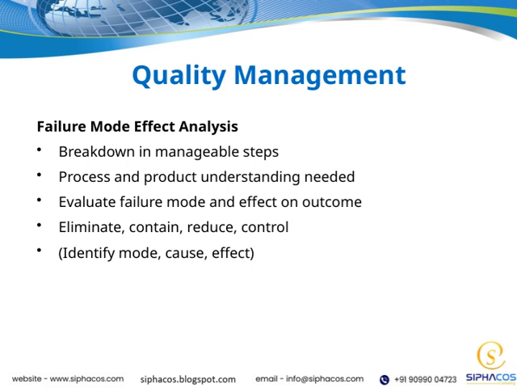Essentially, it's about pinpointing the mode of failure, understanding its cause, and assessing its effect on the final product or process. And of course, this approach ties directly into quality management. By systematically analyzing and managing failures, we can improve overall quality and reliability. It's a proactive way to prevent issues before they happen, ensuring we consistently meet our standards and customer expectations.